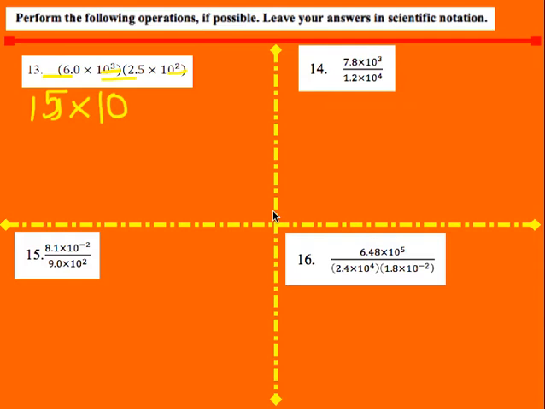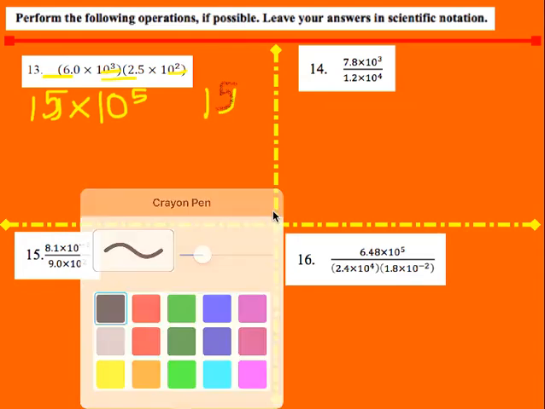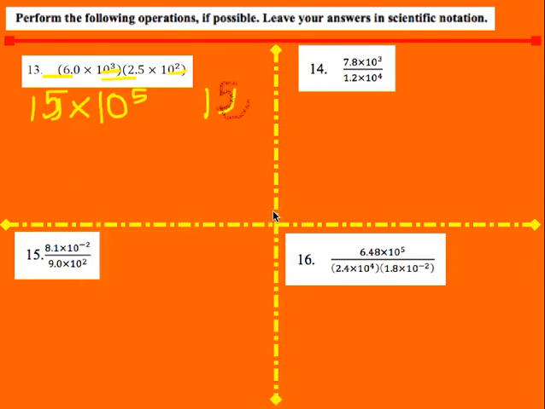Here's the problem, though: 15 isn't less than 10 like we talked about. So I need to take 15 and move my decimal left another place, so it's going to be 1.5. That's my goal, 1.5. And then this needs to go up one more.